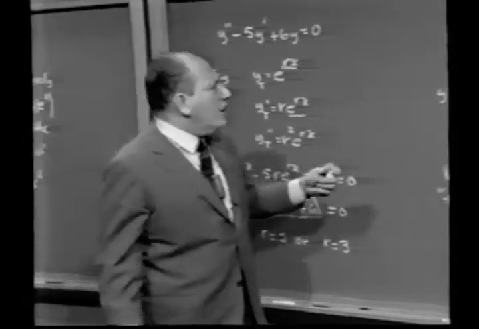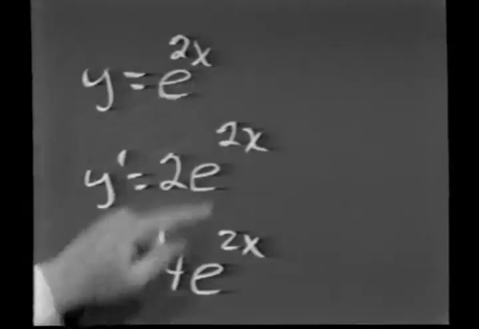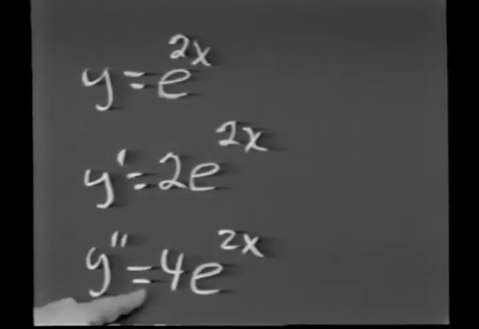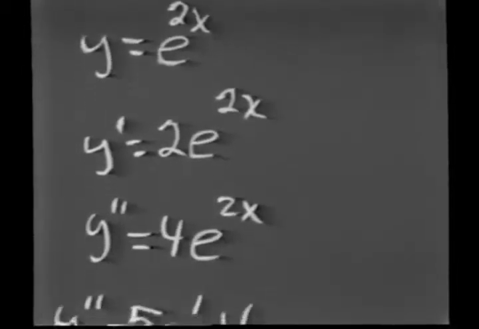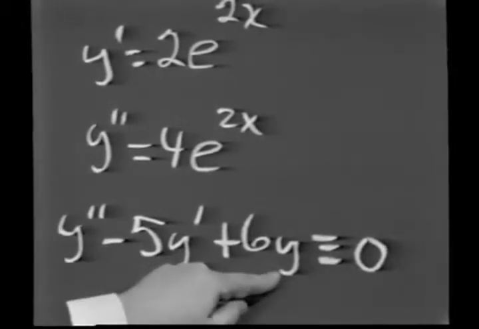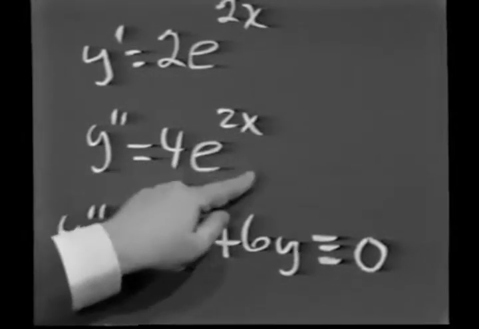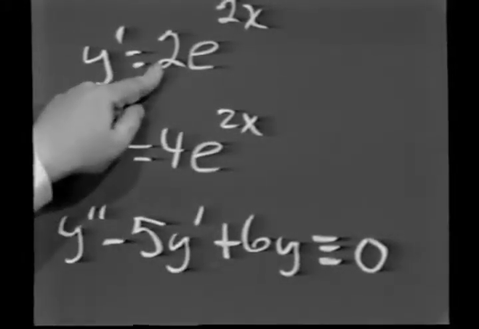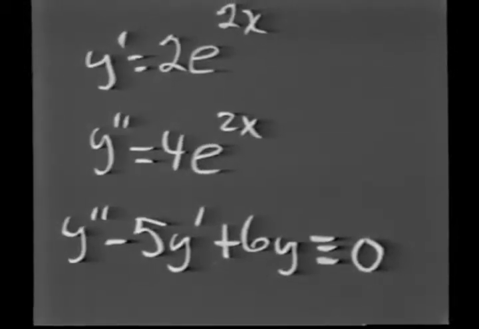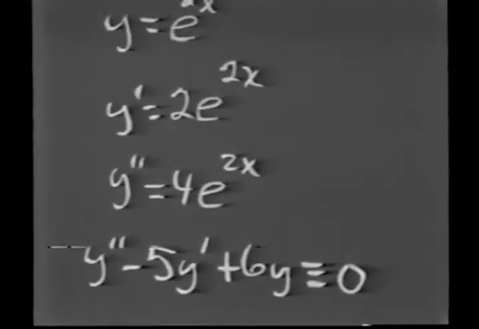By the way, as a quick check, notice that if y equals e to the 2x, y prime is twice e to the 2x, y double prime is 4 e to the 2x, and therefore y double prime minus 5y prime plus 6y is what? It's 4 e to the 2x minus 10 e to the 2x plus 6 e to the 2x, and that, in fact, is genuinely identically 0.